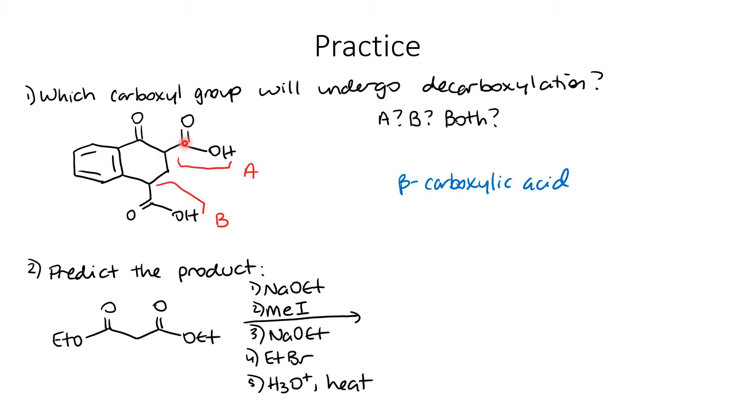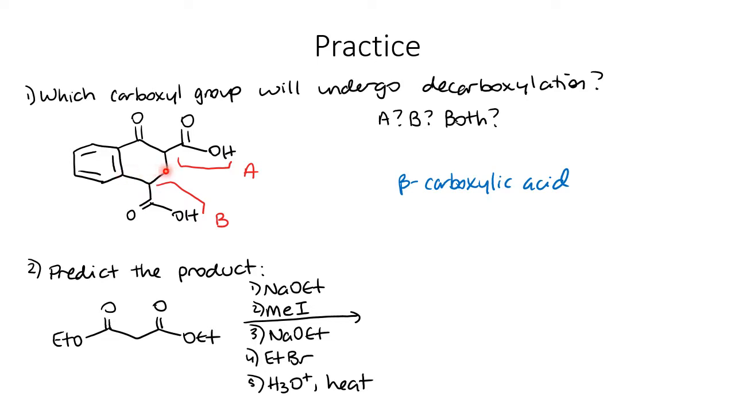So technically, this is the beta carbon for our ketone here. So this is defined as an alpha beta carboxylic acid. So we do have a carboxylic acid for A. For B, this is the alpha carbon here, and these are the beta carbons.